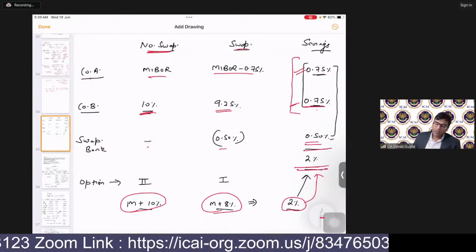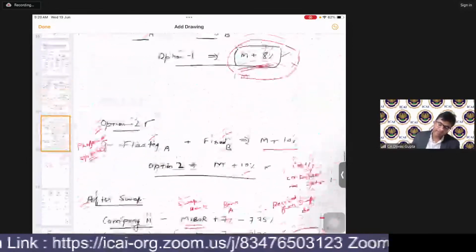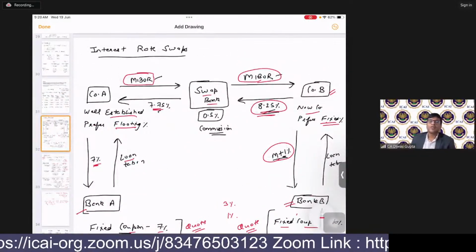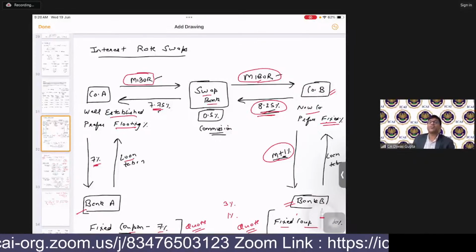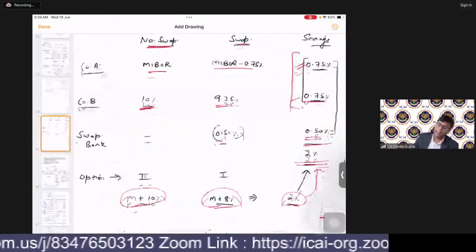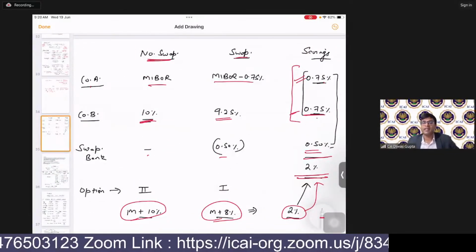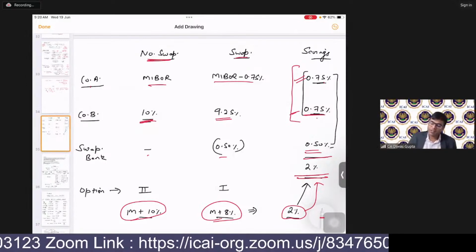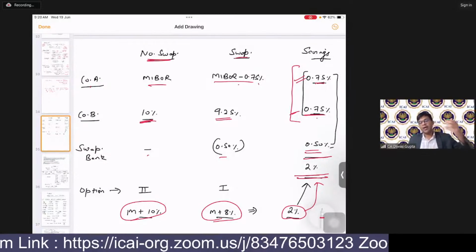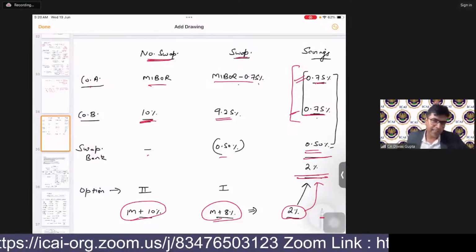So now, Abhikesh, you were asking, right? How have you arrived at this 7.75 or this 8.25, right? So this 7.75 and 8.25 is arrived at after keeping in mind what is the benefit that has to be shared with company A and company B, which is 0.75, right? So if 0.75 has to be shared, that means MIBOR minus 0.75 has to be the overall rate, and already it is paying 7. So the swap bank will pay 7.75 to company A.